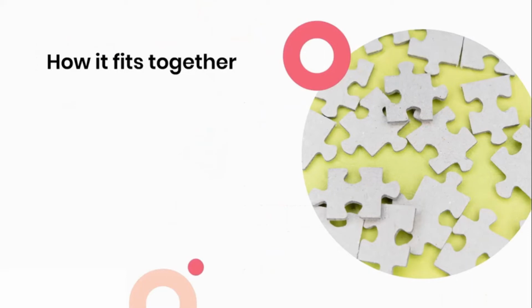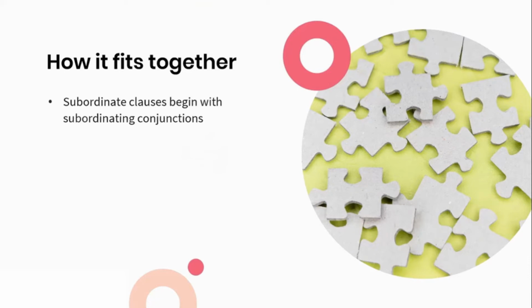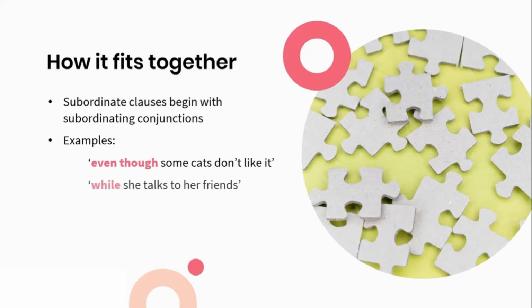So, just a reminder of how all of this fits together. Subordinate clauses begin with subordinating conjunctions. Here are the examples of subordinate clauses we looked at before. Note how they begin with subordinating conjunctions. Even though some cats don't like it. While she talks to her friends. Like I mentioned before, these clauses can't function alone as a sentence like independent clauses can. As you can see, they don't make sense. We have to attach them to an independent clause.